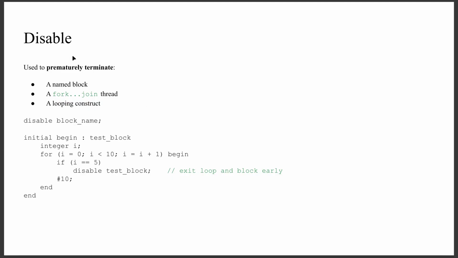Disable. Used to prematurely terminate a named block, a fork-join thread, or a looping construct. So we can disable the block name. For example, initial begin with a name of test_block. We declare an integer i, we begin our for loop, and if i is equal to 5, then we disable the test_block.